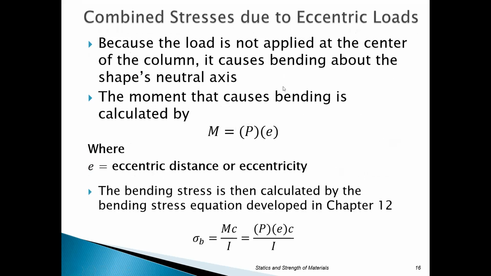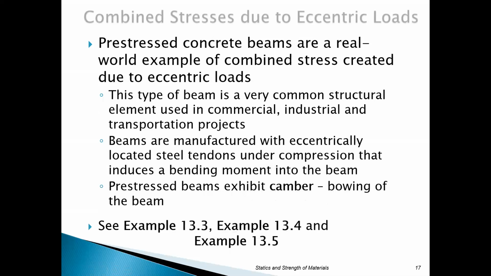So the moment that you get is developed as M equals your force times your eccentricity, P times e. That's just the distance off of the neutral axis. Okay, so your bending stress is then calculated by utilizing Mc over I, which really just develops to P times e times c. So we just solve an extra moment is what we come down to doing.